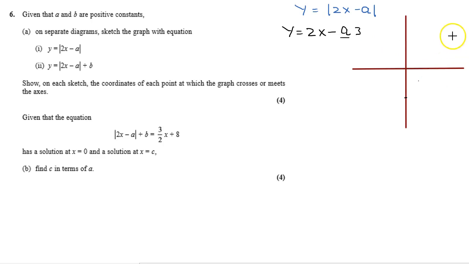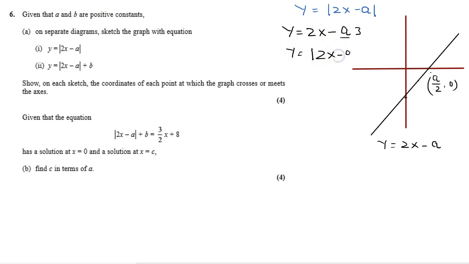So the graph will be somehow like this, so this is y is equal to 2x minus a. Let's say it's any number. So this coordinate is a over 2 and 0. Now y is equal to positive value of 2x minus a. So this graph will now be, so where it is going to touch?